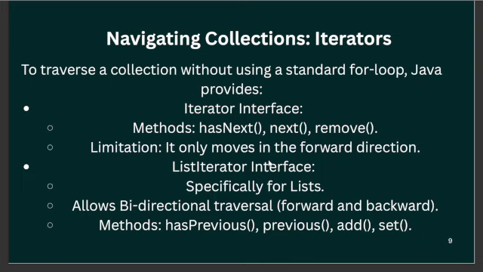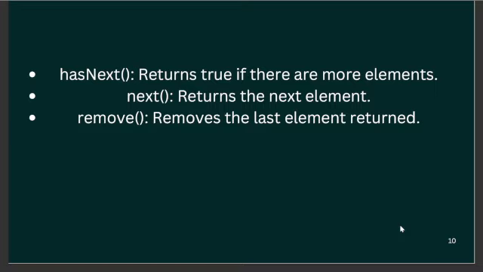We have list iterators also, which are especially for lists and allow bi-directional traversal, like forward and backward. They work only for lists and move forward and backward. The methods inside are hasPrevious, previous, add, and set, which are the methods of list iterators. hasNext also returns true if there are more elements. next is basically for returning the next element, and remove is basically for removing the last element returned.